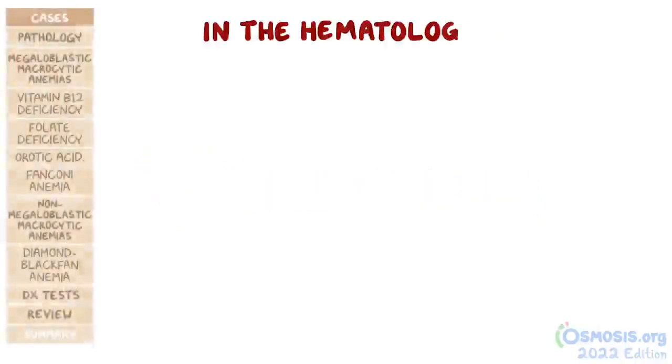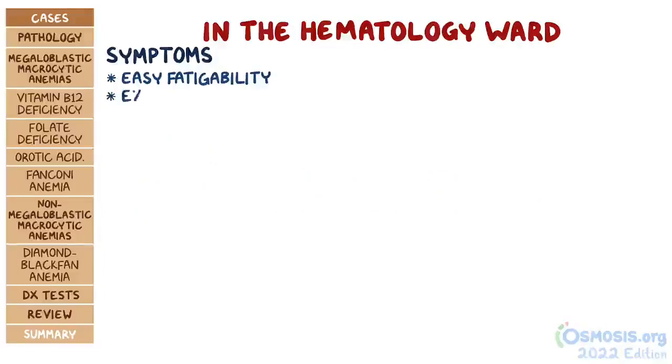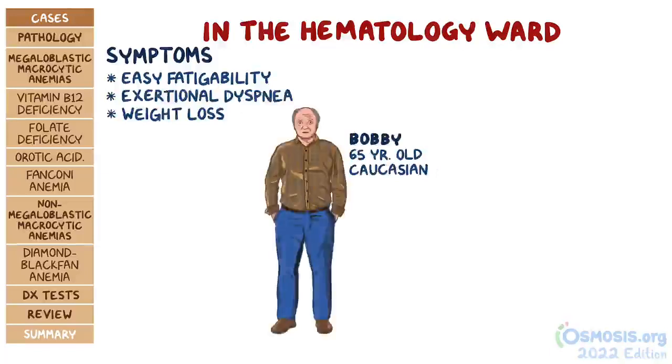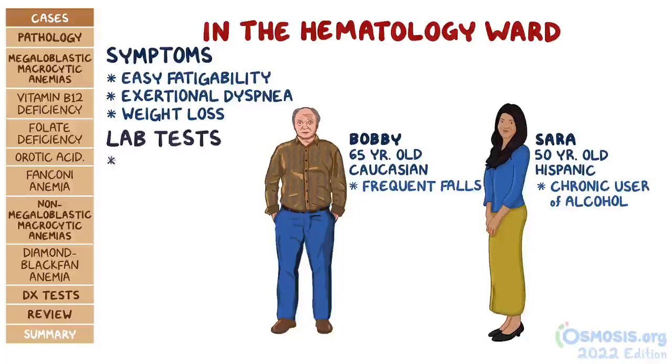In the hematology ward, 2 people came in with the same symptoms: easy fatigability, exertional dyspnea, and weight loss. One of them is a 65-year-old Caucasian individual named Bobby, and the other one is a 50-year-old Hispanic individual named Sarah. Bobby complains of frequent falls, while Sarah admits she is a chronic user of alcohol. Their lab tests show decreased hemoglobin levels.